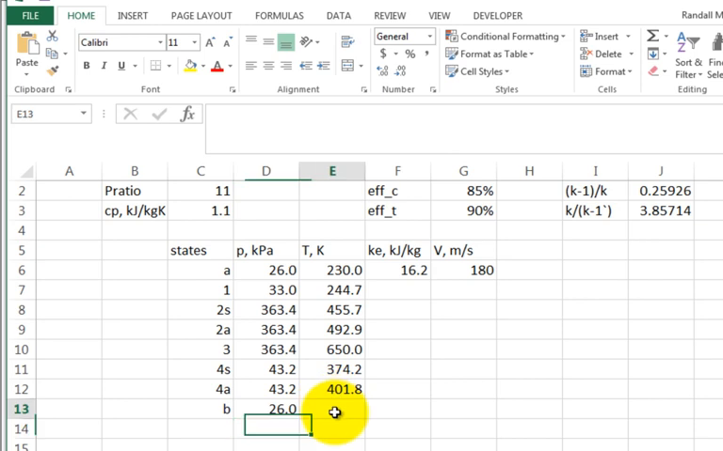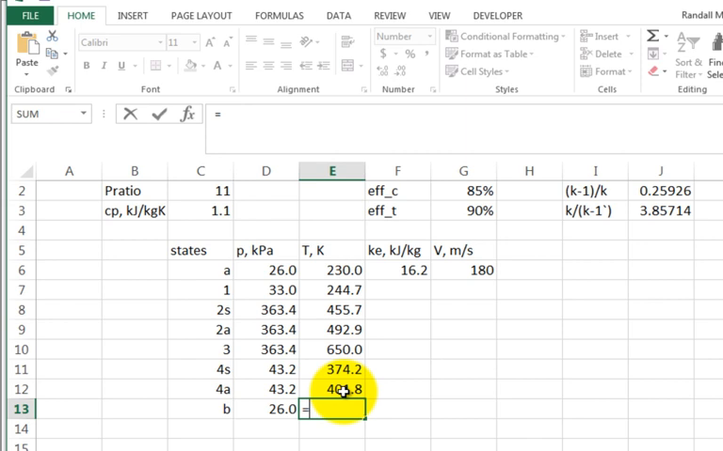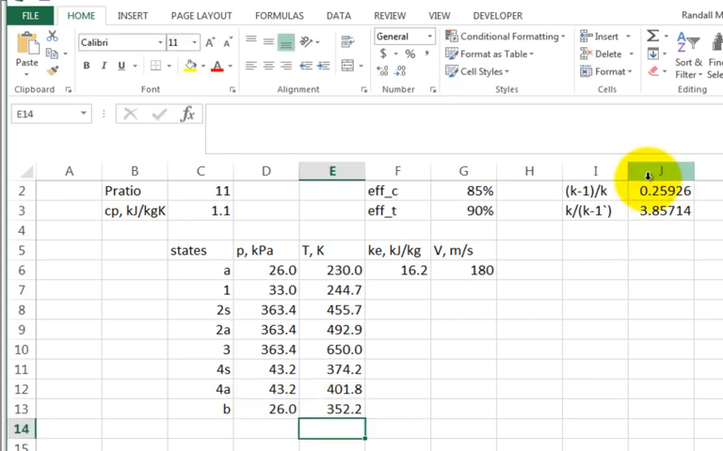All right. Well, if that's our pressure ratio, then our exiting temperature, isentropic flow, will be that temperature times the ratio of pressure that we can actually go through. It's going to be 26 divided by 43.2, all raised to the power K minus 1 over K. So this is our exit temperature.